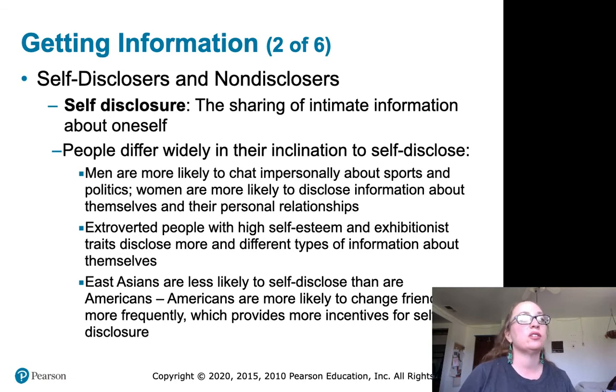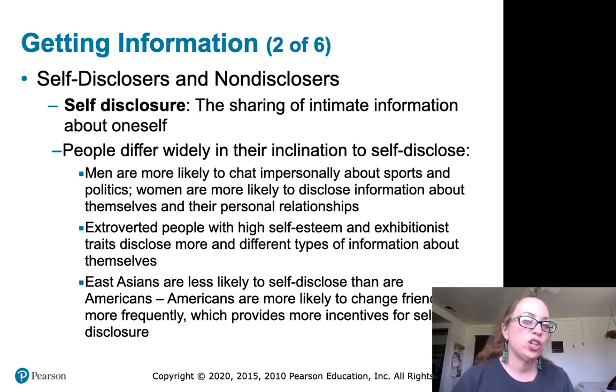One reason is because that's what other women do, and so they've been trained to do that. Perhaps there's also some biological aspect to that. Men are more likely to talk about impersonal things like sports or politics, which can keep them from building intimate relationships, so that it can be problematic.